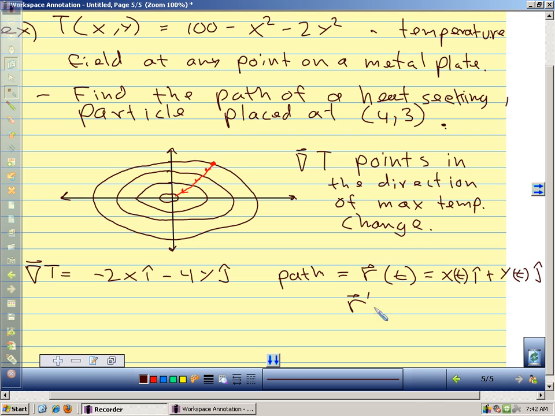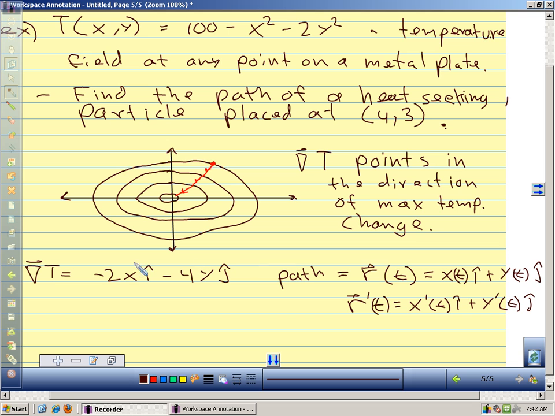R prime of t is x prime of t i plus y prime of t j. What direction does r prime point relative to our path? Tangent to our path. So if our path is in the direction of the maximum rate of change of the temperature, how is this r prime going to be related to our gradient? Orthogonal? Yeah, dot products and zero.